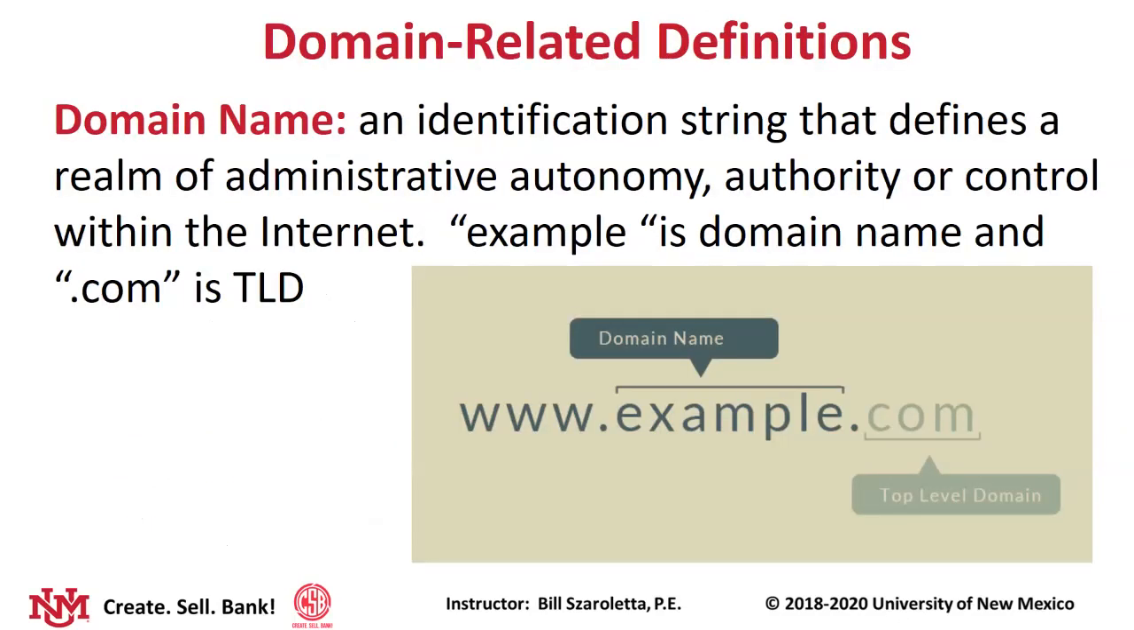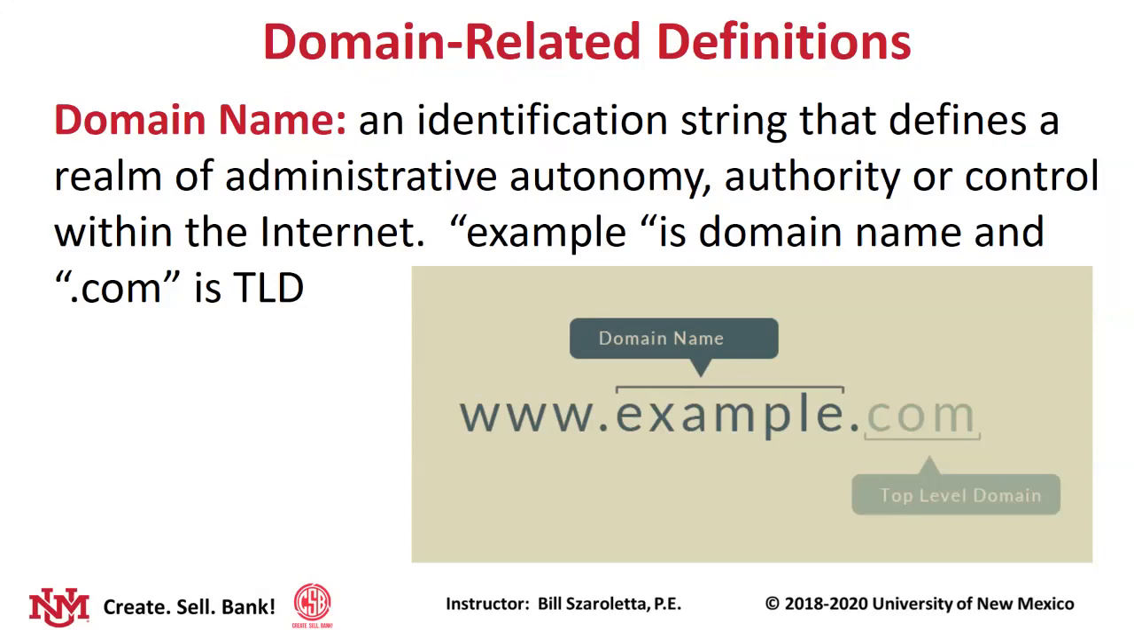So a domain name, which is again what we're trying to do here, is an identification string that defines a realm of administrative autonomy, authority, or control within the internet. So if example is the domain name, like your company name is example, and you want to get a .com TLD, it would look like www.example.com. Now, most browsers, you don't have to type in the www anymore. So you could just type in example.com and you would go there. So that is a domain name.